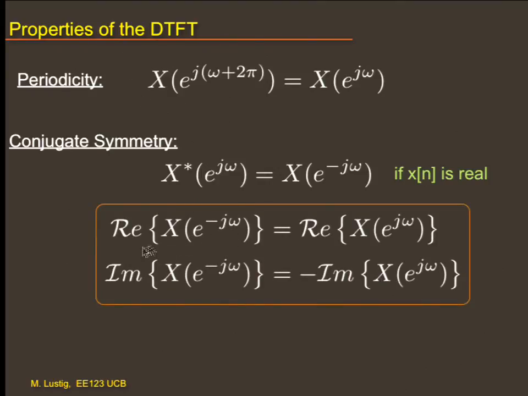So conjugate symmetry: the real part of the flipped version is the same as the real part of the original version of the Fourier transform. And if you look at the flipped version in the imaginary part, it's going to be conjugate, so negative of it. Okay? That's what it means.